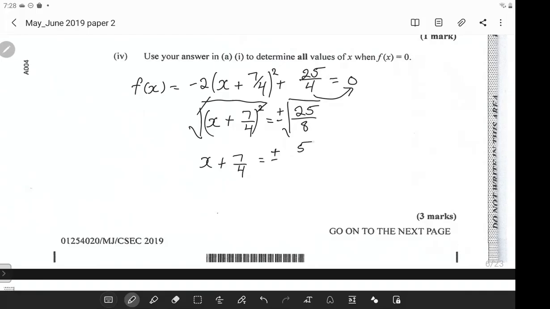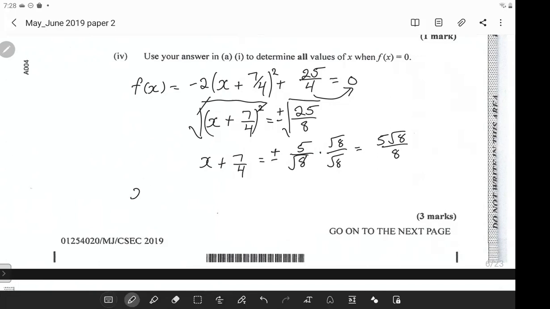Over root 8, so 5 over root 8. Now we don't like these things in the denominator. We prefer them to be in the numerator, so we can rationalize this right away. Multiply top and bottom by root 8, because this is just multiplying by 1. So we have 5 root 8 over 8.